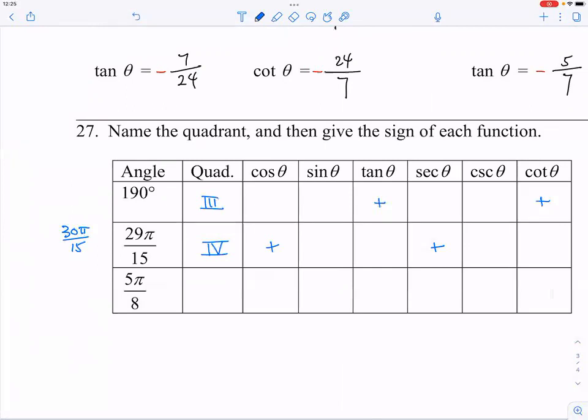5 pi over 8 is in quadrant 2. How do we know it's in quadrant 2? It's slightly greater than 4 pi over 8, which is pi over 2. Slightly greater, so quadrant 2, meaning sine and cosecant will be positive.